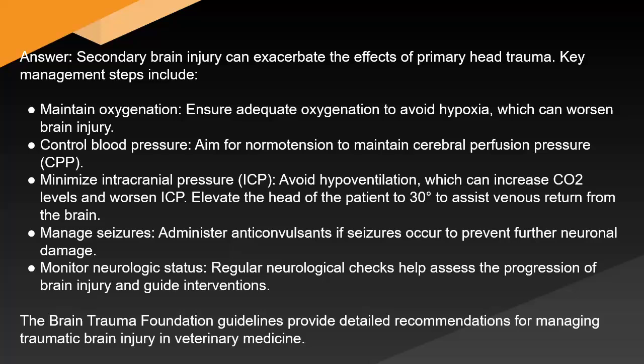aim for normotension to maintain cerebral perfusion pressure (CPP); minimize intracranial pressure, avoid hypoventilation, which can increase CO2 levels and worsen ICP; elevate the head of the patient to 30 degrees to assist venous return from the brain; manage seizures, administer anticonvulsants if seizures occur to prevent further neuronal damage; monitor neurologic status. Regular neurological checks help assess the progression of brain injury and guide interventions. The Brain Trauma Foundation guidelines provide detailed recommendations for managing traumatic brain injury in veterinary medicine.